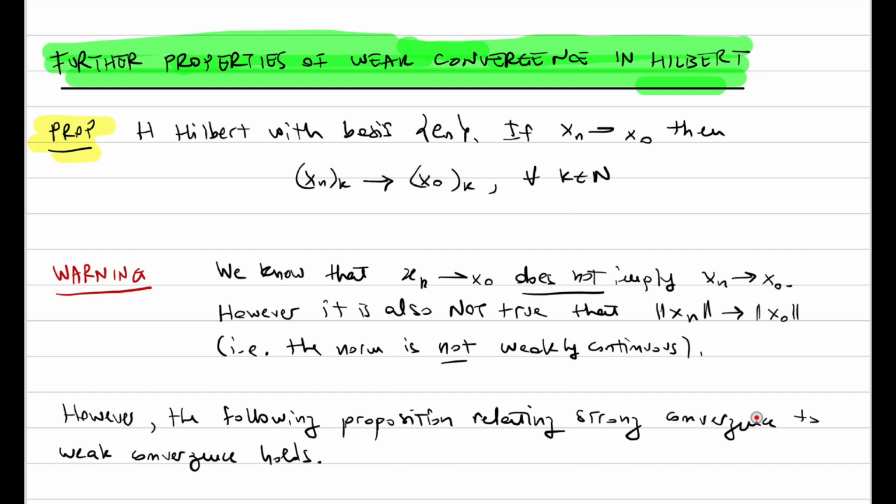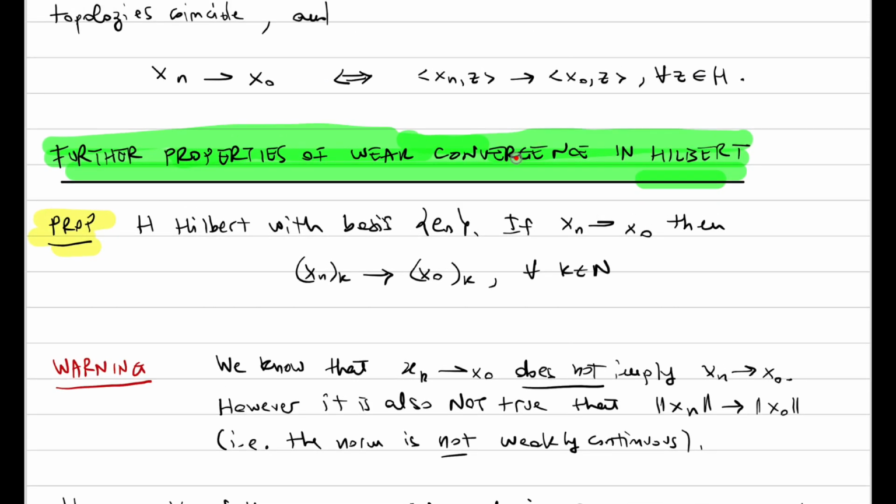Let's see some other properties of weak convergence in Hilbert spaces, which is actually easier to handle than weak convergence in normed spaces. Let H be a Hilbert space with basis En. If xn is weakly convergent to some x0, then the coordinates of xn converge to the coordinates of x0 for each coordinate. This is just an obvious consequence of this fact, because clearly the coordinates are linear continuous functionals.